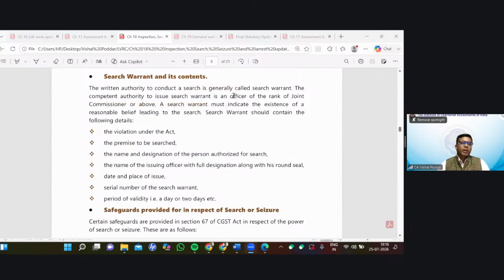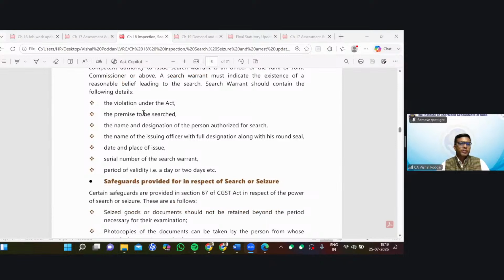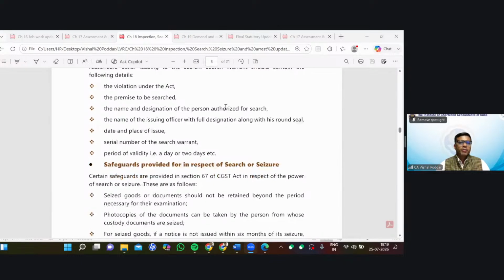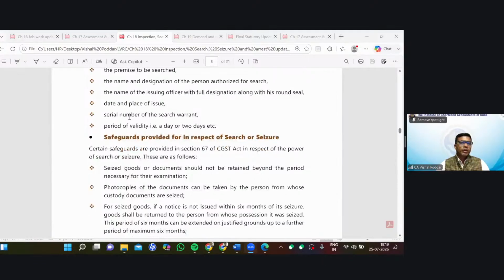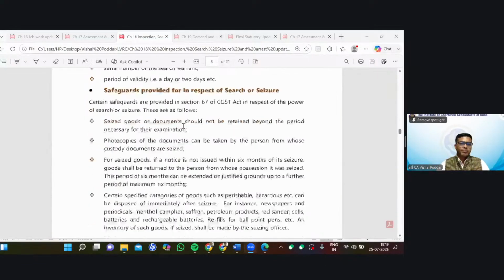Now, what should be there in the search warrant? So a search warrant should contain first the violation. So what you have contravened, that should be clearly written. The details of the premises, that is address, house number, etc. Name and designation of the person who has authorized the search, the name of the officer with full designation, date and place of issuing the search warrant, serial number of the warrant, and period of validity.